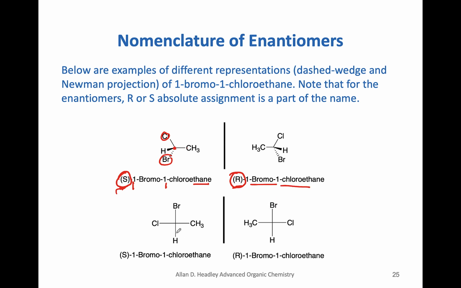Here's another representation. This is, of course, a dashed wedge. This is the Fischer, and you can see that they're mirror images, but doing the absolute assignment, you can see this is S and that's R, so therefore these are enantiomers of each other.